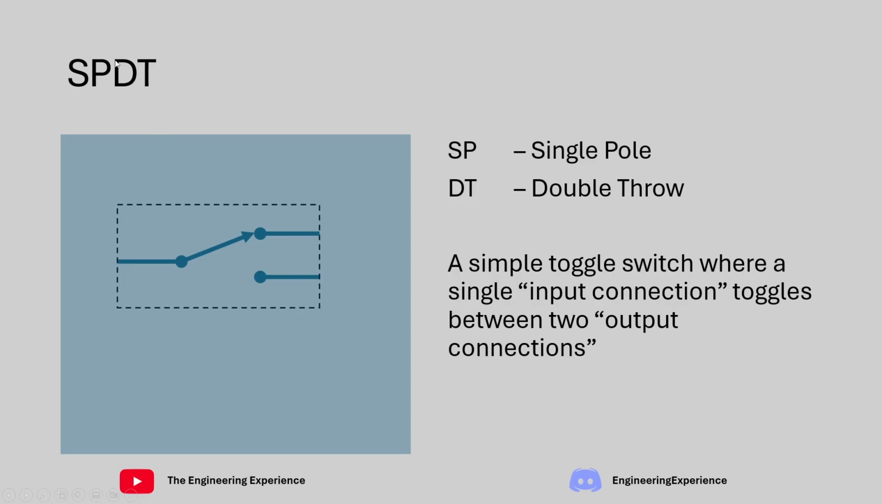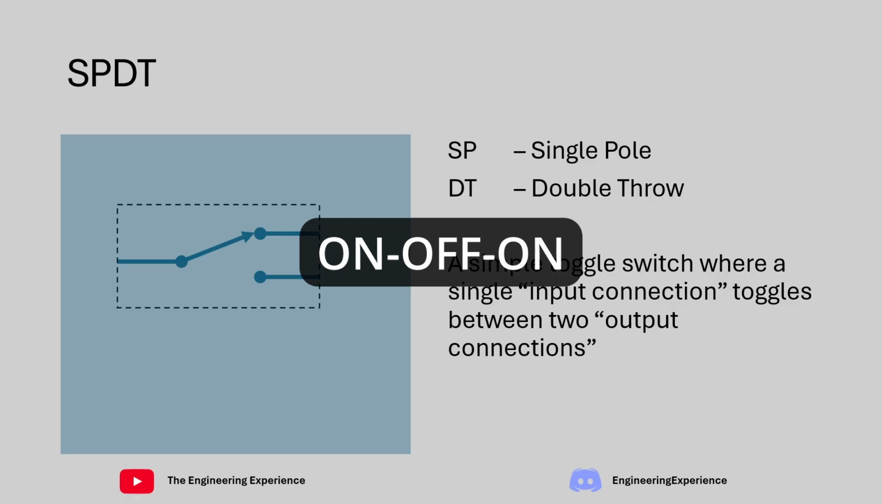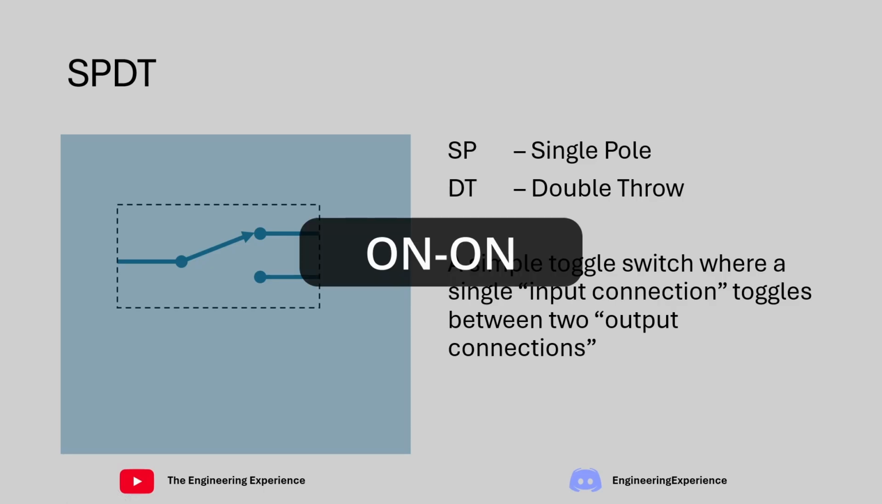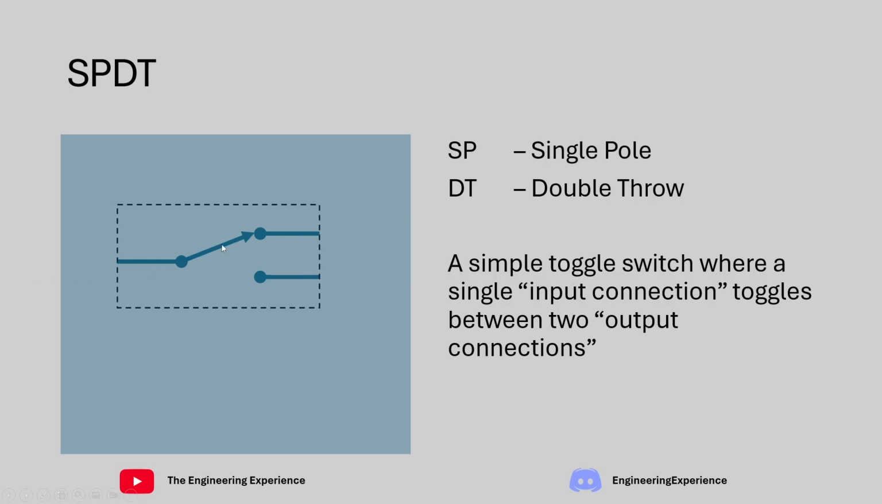These types of switches can also come in a version with three different states. State 1 would be where it connects to here, state 2 where it connects in this direction, and state 3 where it connects to none of them. Those kinds of switches are typically denoted as on-off-on switches, whereas the first type that I described would be an on-on switch, where there's always a connection made to the output. This type of switch allows you to toggle the input between two output points.